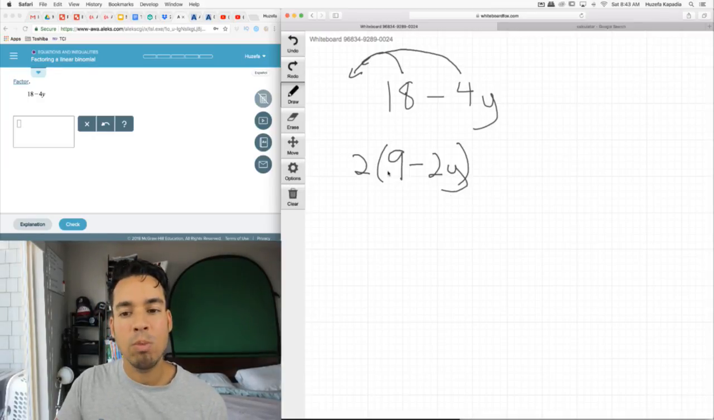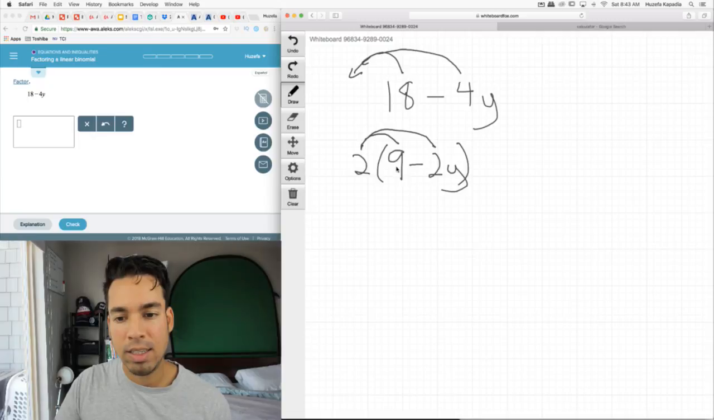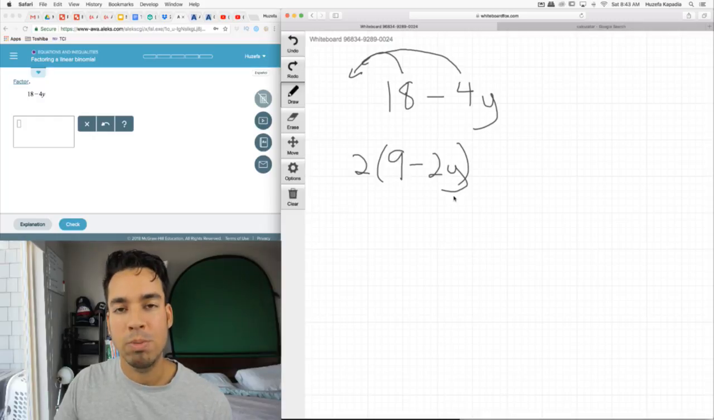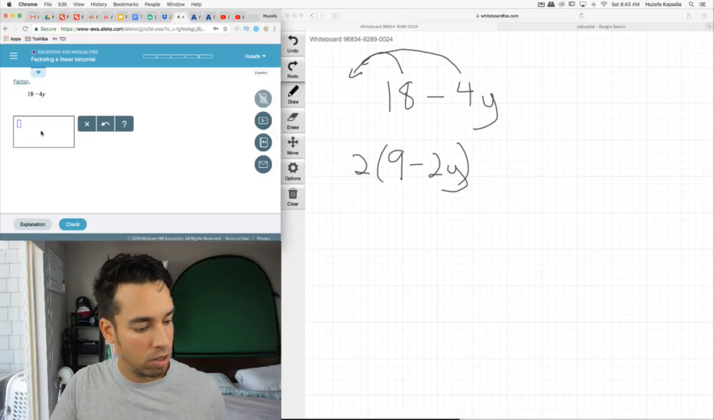And now this 2 is multiplying this quantity. So when we factor this out, remember, by the distributive property, if we redistributed the 2 in, it would be 18 minus 4y, which means this is equivalent to the original expression, so we factored correctly. So it is 2 times 9 minus 2y. I mean, oops, 2y.